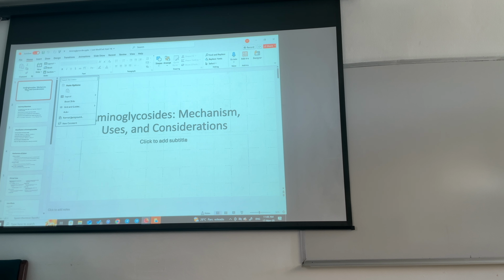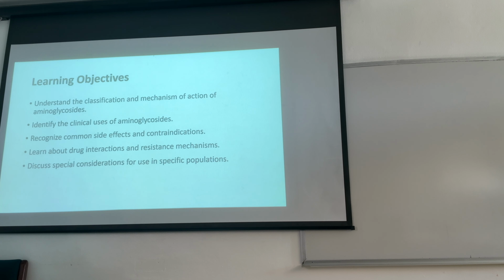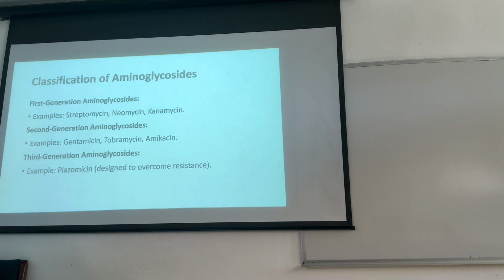Aminoglycosides. That's a very important class of antibiotics because, of course, they're commonly used, but more so because they're often linked, when misused, to kidney injury, acute kidney injury. Here you have the different agents that belong to this class of antibiotics. We have streptomycin, neomycin, kanamycin, gentamicin, tobramycin, amikacin, and so on.